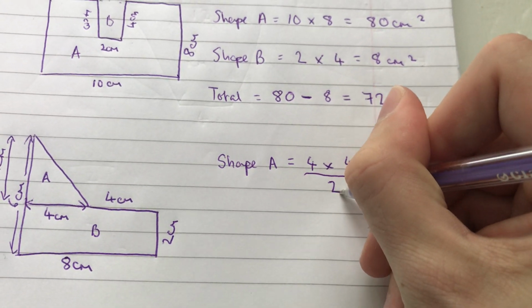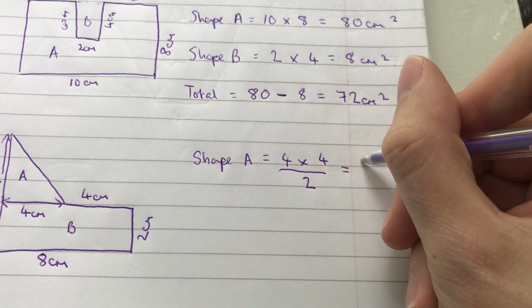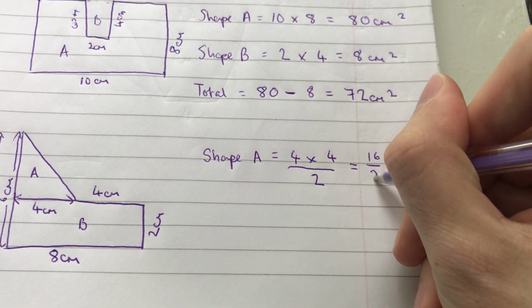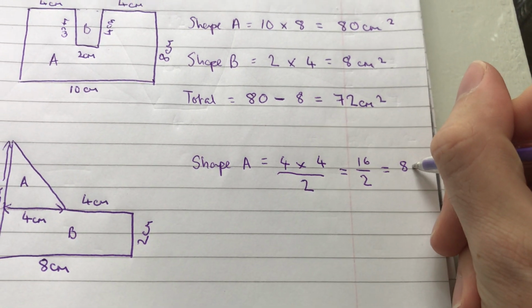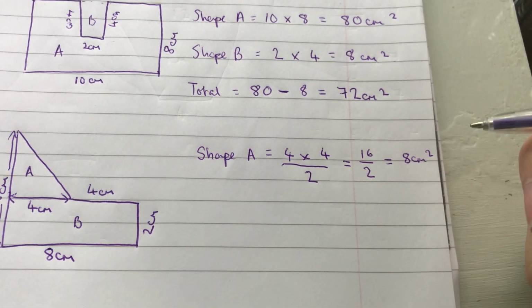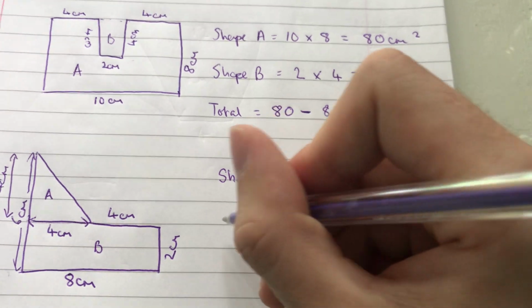Let me just divide by 2. So 4 times 4 is 16. Then remember to divide by 2. So 16 divided by 2 equals 8. 8 centimetres squared.